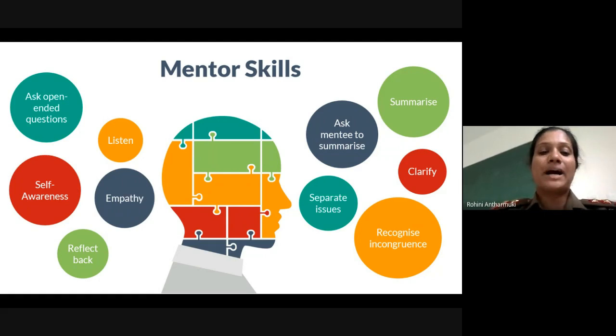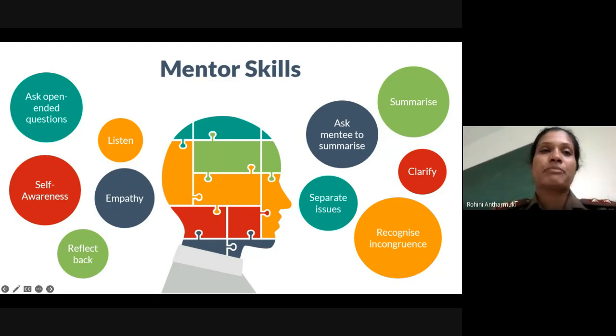A very important part is empathy. There is a huge difference between sympathy and empathy. Empathy is trying to find a solution for it, right? Not just saying, oh, sad that this happened to you. It is not that. Let us see how we can solve that together. That is empathy, right? And ask the mentee to summarize.